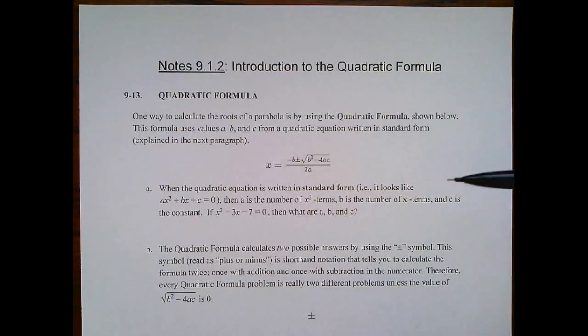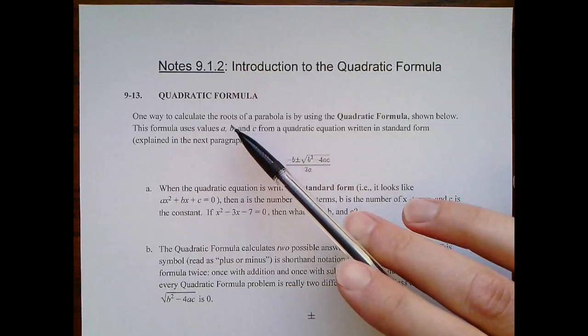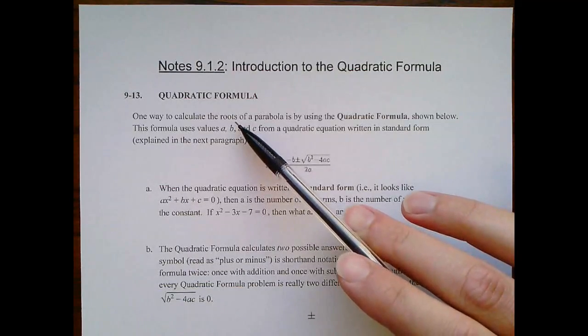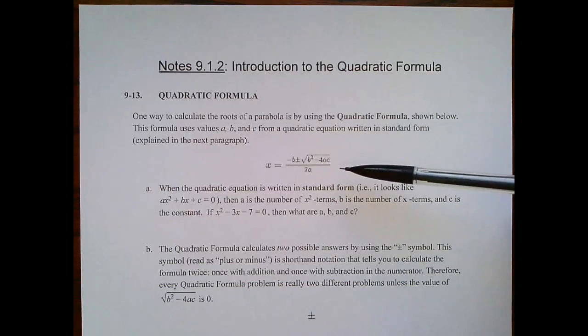9-13, the quadratic formula. One way to calculate the roots of a parabola is by using the quadratic formula shown below. So first thing, what are roots? Well, roots are the same things as x-intercepts. They're the same things as the solutions, the zeros, the roots. These all mean the same thing. And here's the quadratic formula.